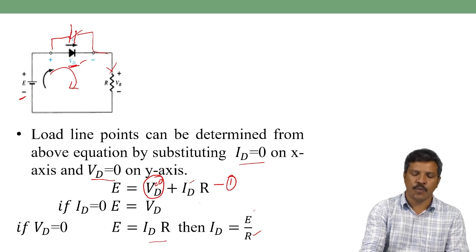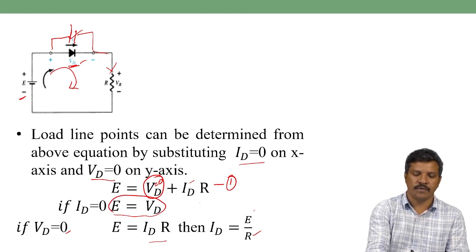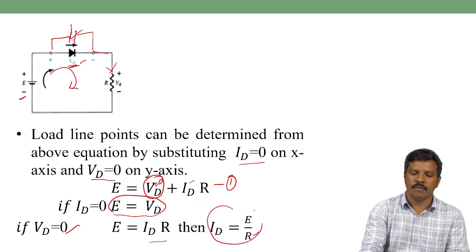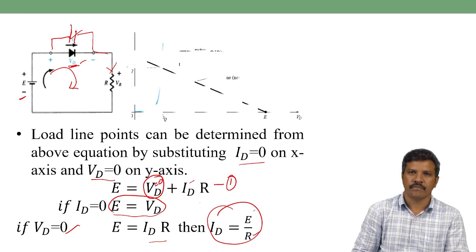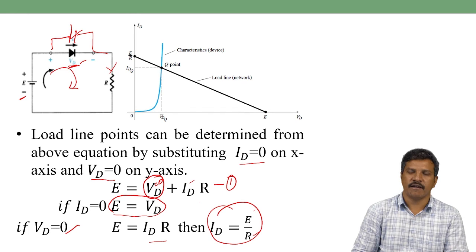By taking these 2 points, if ID is equal to 0, VD is equal to E on the x-axis. If VD is equal to 0, ID is equal to E by R on the y-axis. So on joining these 2 points, we can get the load line on the characteristic graph of any nonlinear device. This is the resultant graph.